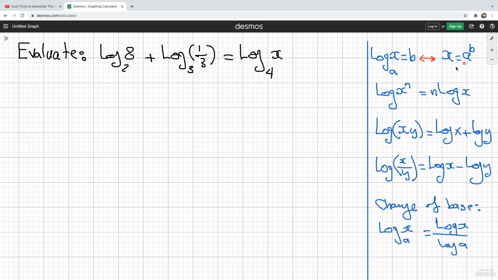So if you know this, then if I give you any question that says log base 2 of 8, what does it equal? Then you know 2 raised to the power of 3 equals 8. So the answer is 3, and so on.